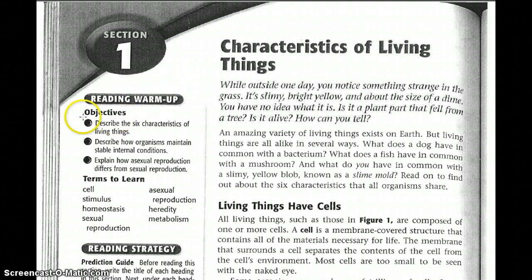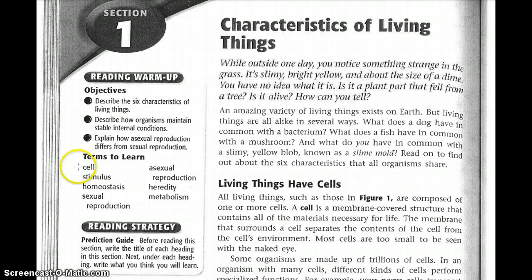Please be able to answer, after reading this, these 3 questions. Be able to describe the 6 characteristics of living things, describe how organisms maintain stable internal conditions, and explain how asexual reproduction differs from sexual reproduction. The vocab words: cell, stimulus, homeostasis, sexual reproduction, asexual reproduction, heredity, and metabolism.